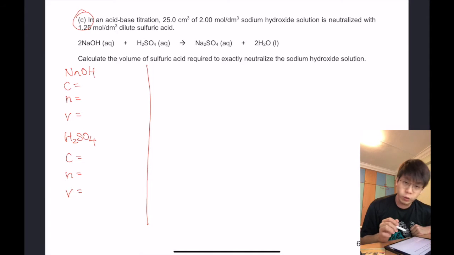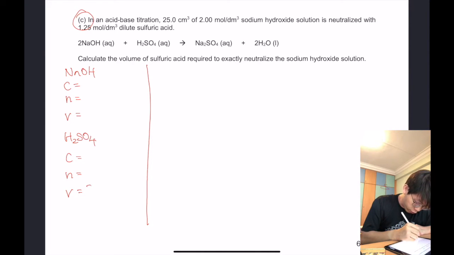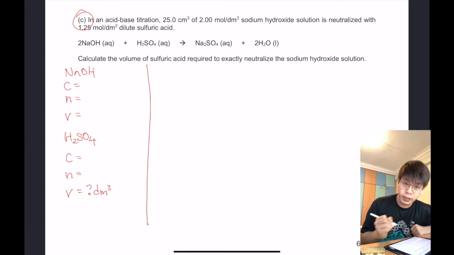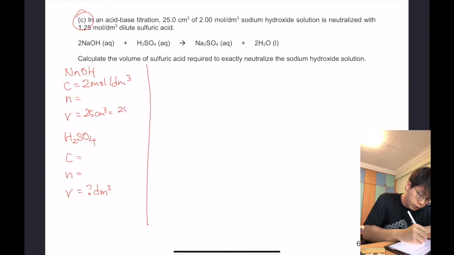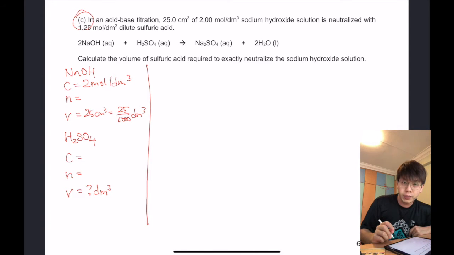Let's see, in this question, what are we trying to find? The question asks us to find the volume of sulfuric acid. Alright, so I'm going to write question mark dm³ over here. Let me write down what other information I have. I know that the concentration of sodium hydroxide is 2 moles per dm³. I also know that the volume of sodium hydroxide is 25 cm³, and I'm going to convert that automatically to dm³ by dividing it by 1000. Remember, everything must be in decimal places, so please do not use fractions.